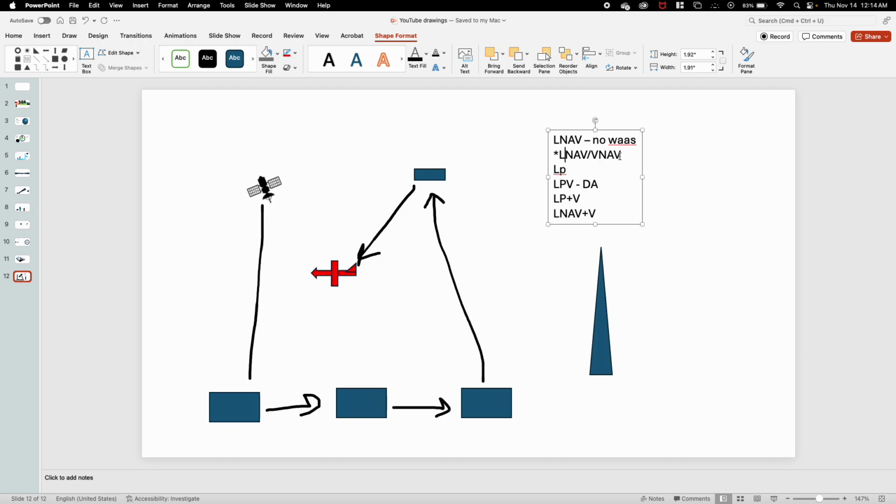LNAV/VNAV has approved vertical guidance, but it's not as sensitive as LPV. So think about the days back when RNAV was a thing, and not GPS. You could have a baro-aided RNAV system where it takes data from an altimeter source. That's what was providing you vertical guidance, so that can bring you down to a DA. So really, LNAV/VNAV is WAAS or a baro-aided RNAV system, one or the other.